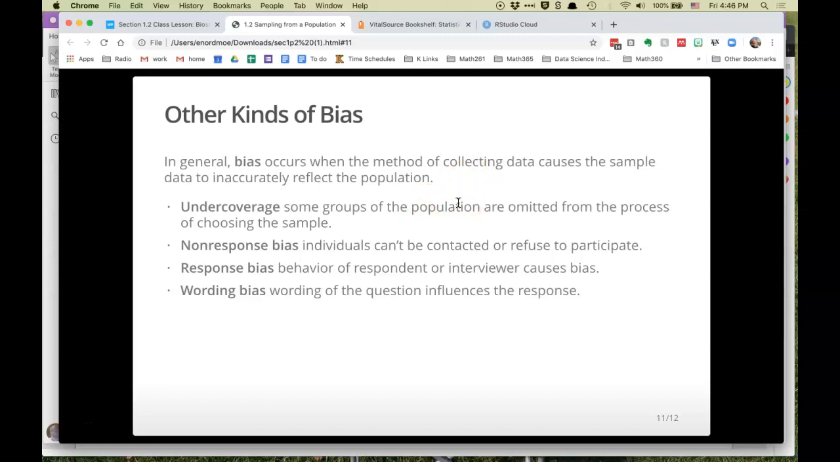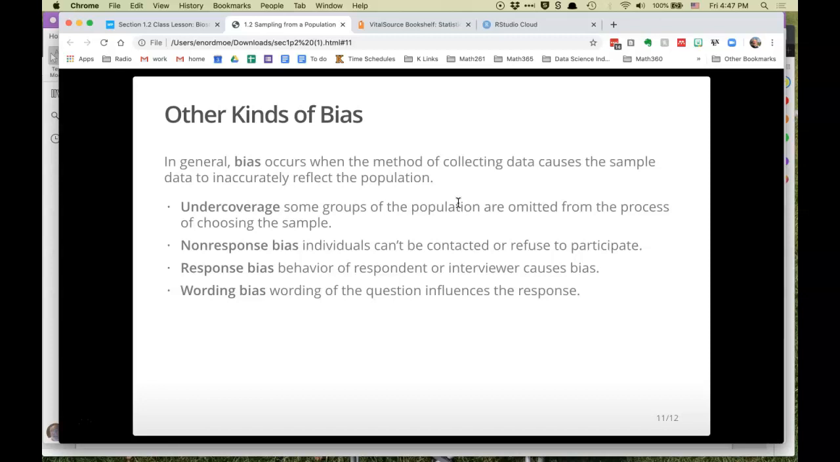Undercoverage is a kind of bias when some groups of the population are omitted from the process of choosing the sample. So if those that are not included in the sample, that is ones who don't have access to the web or are not going to a particular website, then if their attitudes differ from the general population, there will be bias as a result.